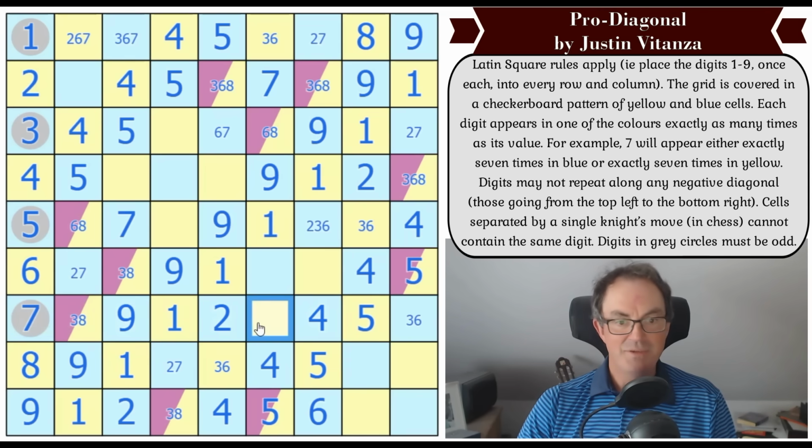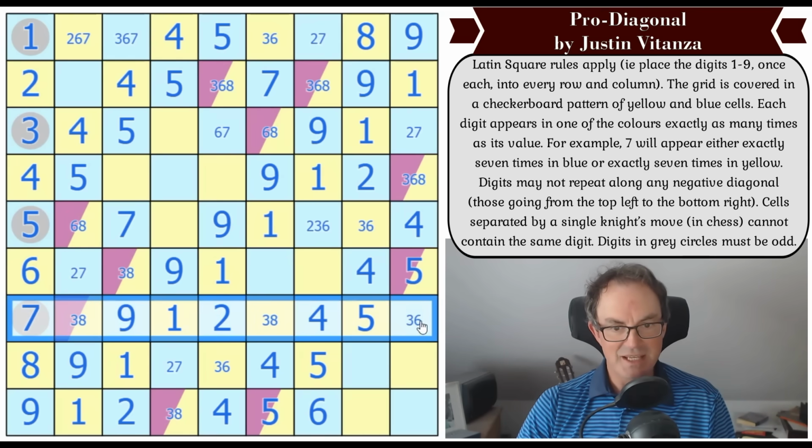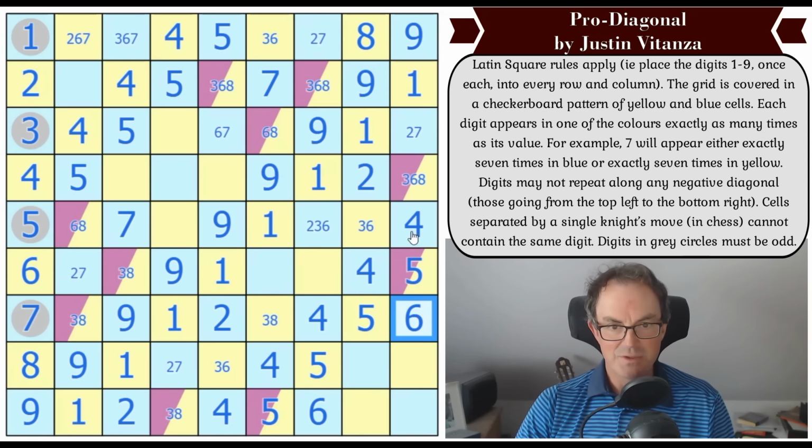And it's going to, well, this digit here, that can't be a 6 because of this. So that's a 3 or an 8. And now we can put the 6 into this row. That's got to be a 6, so that's not a 6. Let's go up the diagonal.